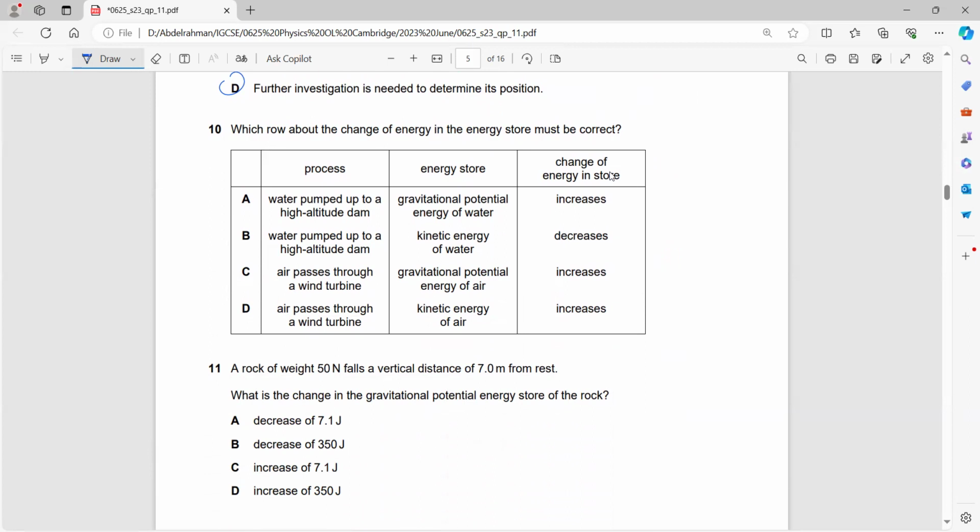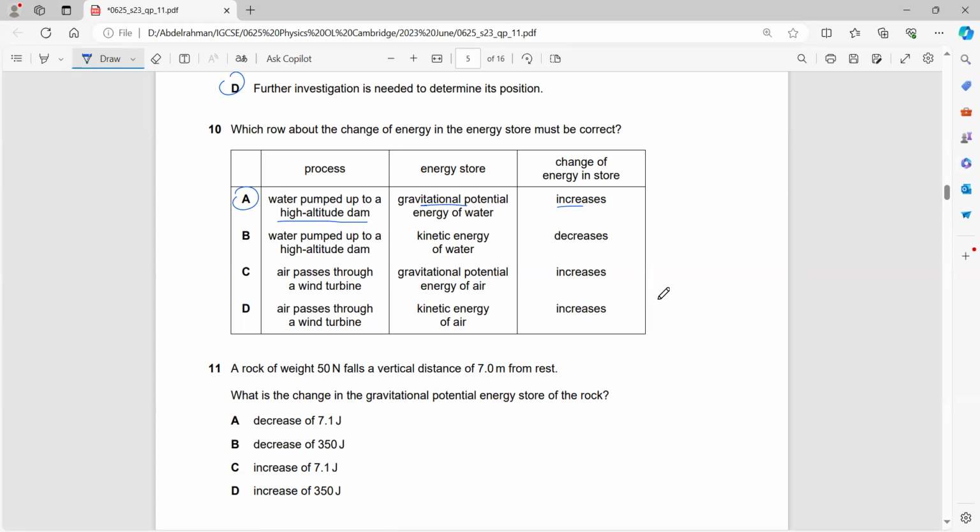Which row about the change of energy must be correct? In the process when we pump the water to a high altitude, the energy stored should be gravitational potential energy, and the change of energy increases. When you pump water to a high altitude dam, you're pumping this water upwards. You're increasing the gravitational potential energy. So this is correct.